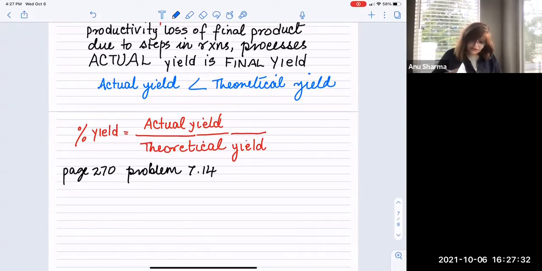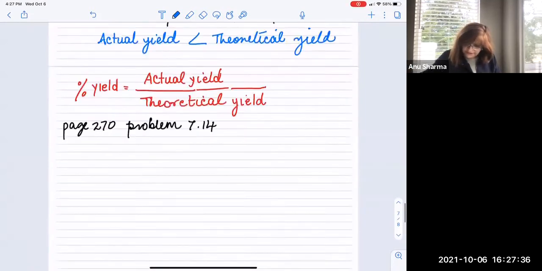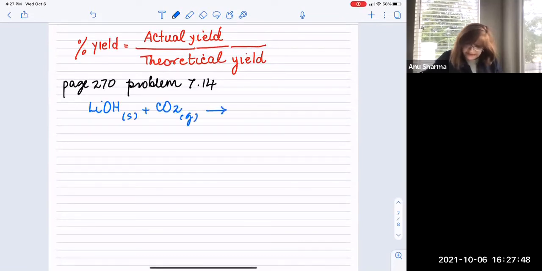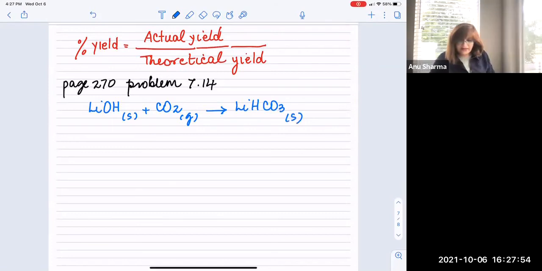So let's write down this reaction first. They are referring to lithium hydroxide. Sorry, so the reaction is lithium hydroxide as a solid reacting with carbon dioxide as a gas, and this gives you lithium bicarbonate, LiHCO3, which is a solid. It's a one-to-one relationship, and so all those things.